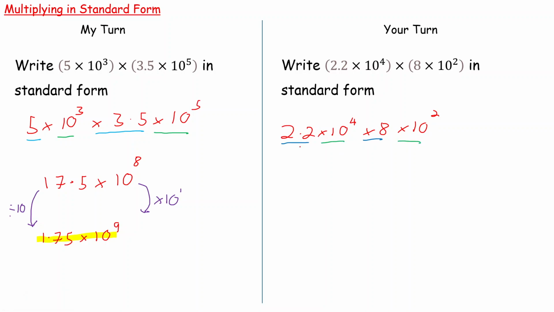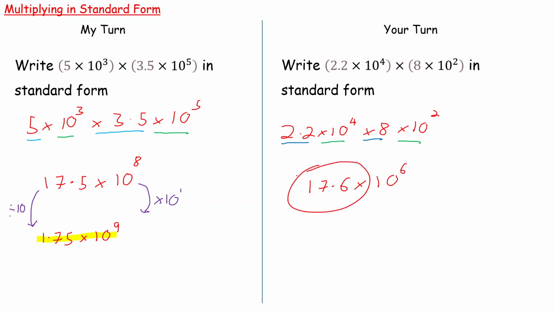2.2 times by 8 is equal to 17.6. So we've got 17.6, and we're timesing by 10 to the 4 times by 10 squared. Again, you add the powers, so 10 to the power of 6.